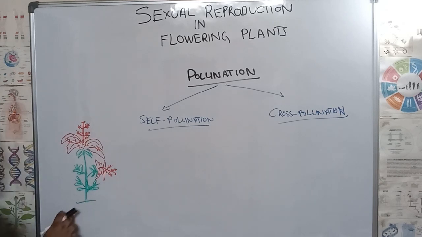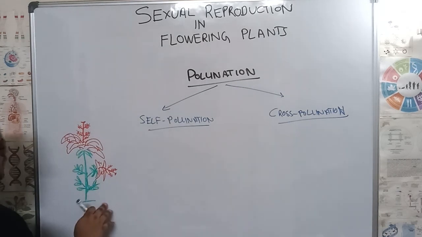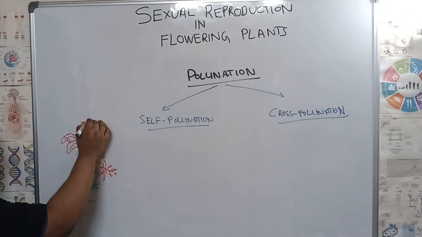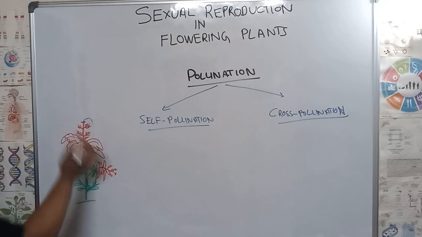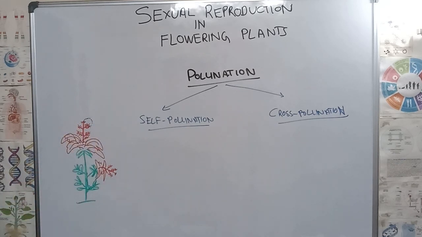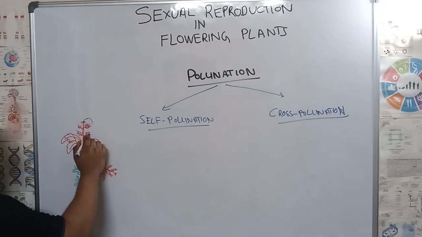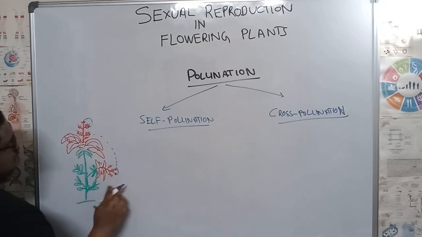Here this is a plant. It has these flowers. You can say these resemble hibiscus flowers. Now what happens in self-pollination? The pollen grains from the anther get transferred to the stigma of this flower. That means within one flower itself there will be the transfer of pollen grains from the anther to the stigma, and then the further processes will take place. Or there will be another case where pollen grains from this anther will get transferred from this flower to the stigma of another flower on the same plant.